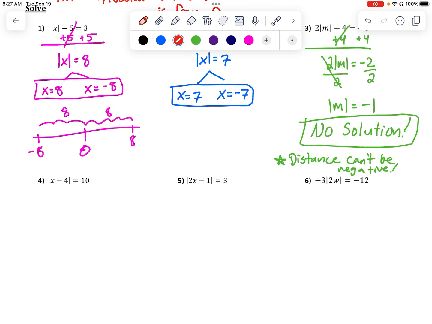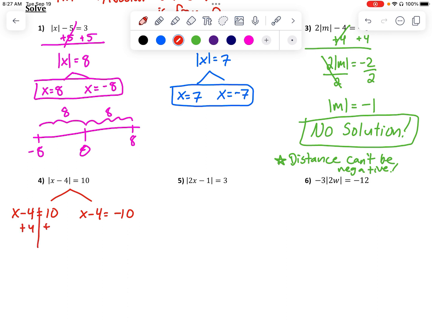All right, let's look at another one. So number 4, the absolute value is already by itself. There's just stuff inside of it. So we're still going to split into two parts. So we'll have x minus 4 equals positive 10. So that's 10 from 0. And then x minus 4 is also negative 10 units from 0. So we take the whole thing, we split it into two parts and do the positive 10 and a negative 10. And then we solve both of them.